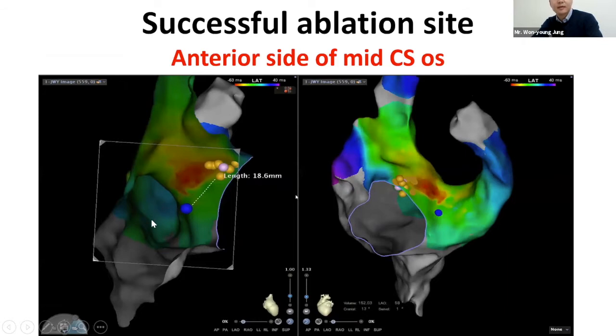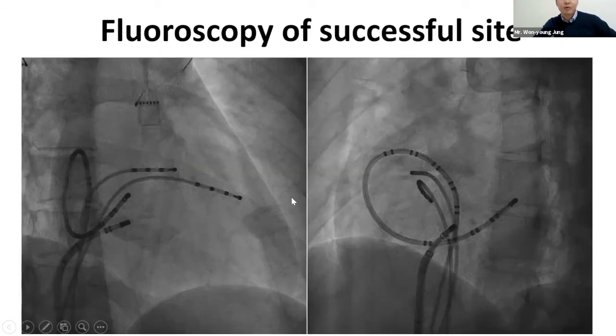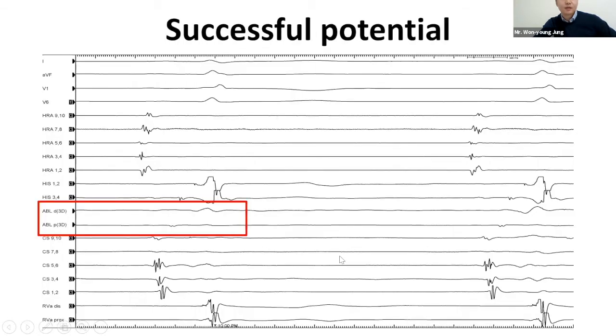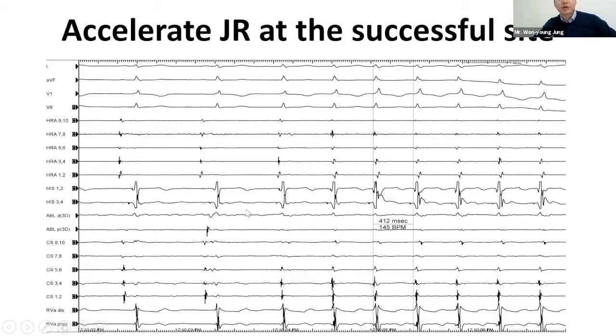We ablated, and the successful ablation site was the anterior side of the mid coronary sinus ostium, blue symbols. The ablation was performed without any concern of damage to the AV node because the site was adequately distant from the His bundle. At that time, fluoroscopy, RAO view and LAO view. The successful potential was here. Of course, accelerated junctional rhythm was recorded at the successful site.